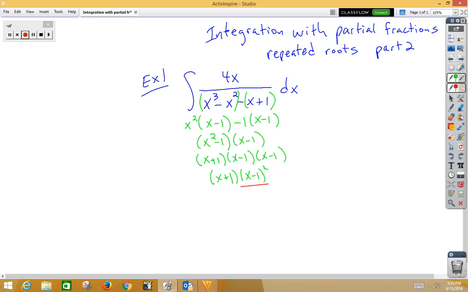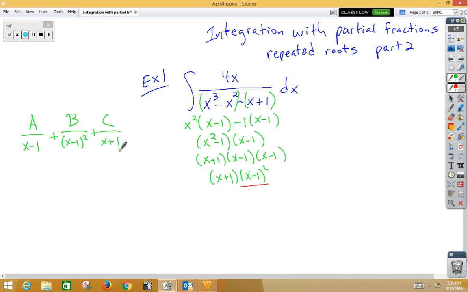Here's our repeated root. So when we go to set this up, again we'll have A and then one of the repeated roots, and then B, and then the entire repeated root, x minus 1 squared, C, and then the x plus 1. Again, order doesn't matter.